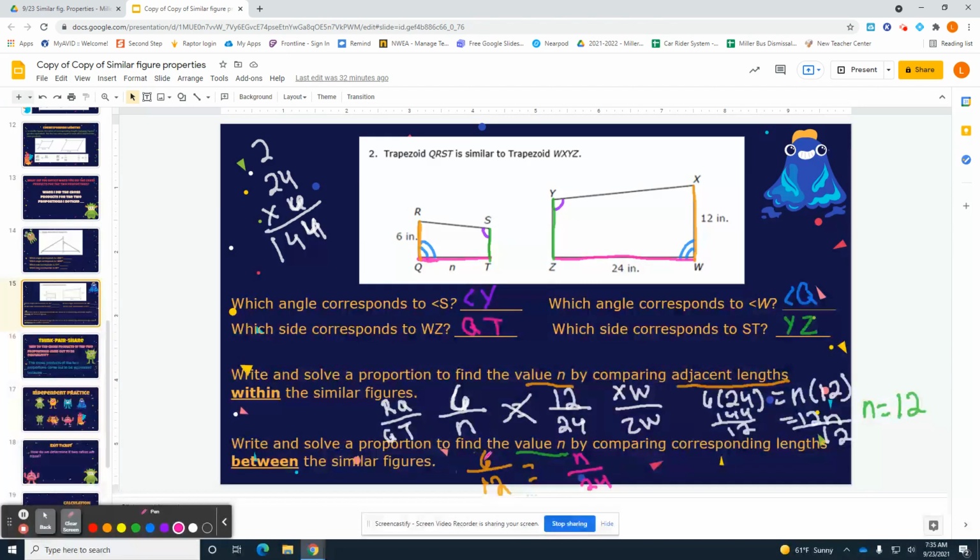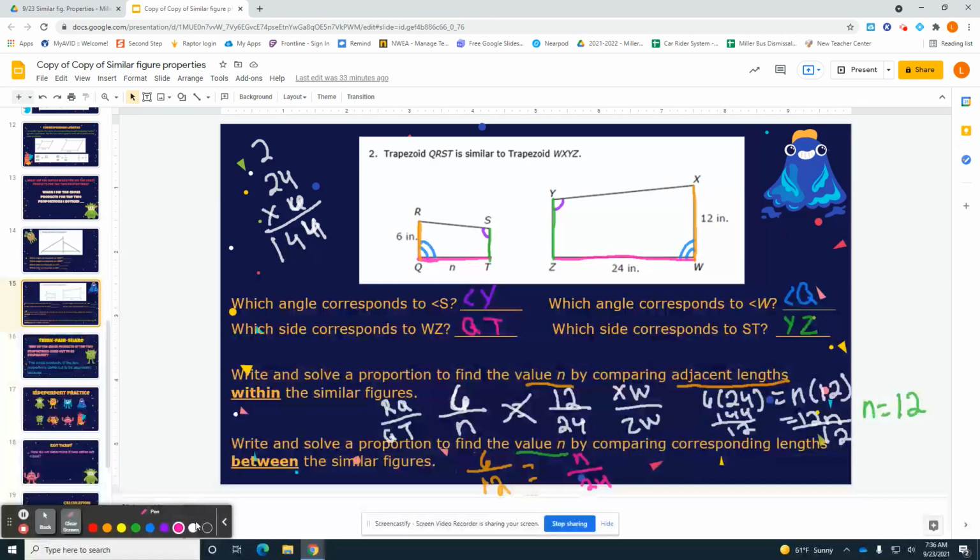Even though I'm comparing sides here, if you look, my proportion still matches on top. Here, my ratio is corresponding sides, one on top of the other. And then across on my proportion, I have the same shape. So it's the 6 from the smaller one and the n from the smaller trapezoid, and then 12 and 24, which are from the larger trapezoid. So they match going up and down and across as well.